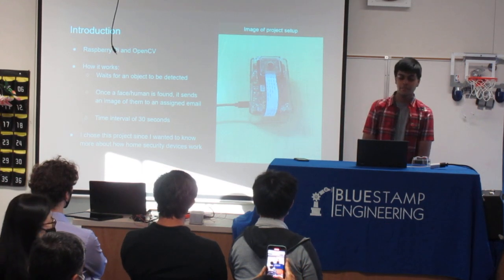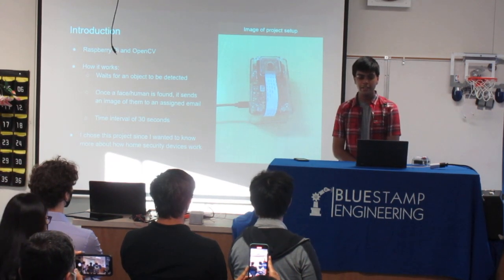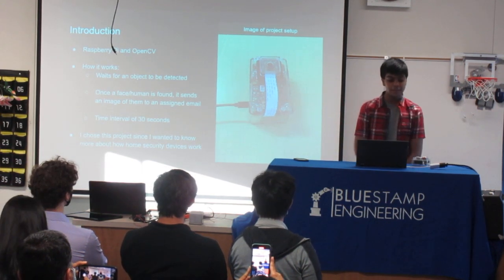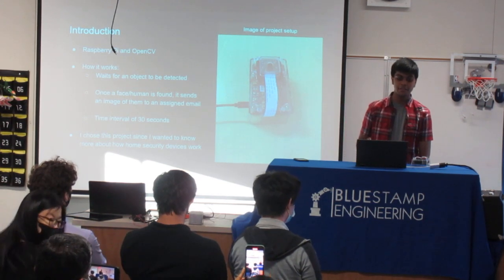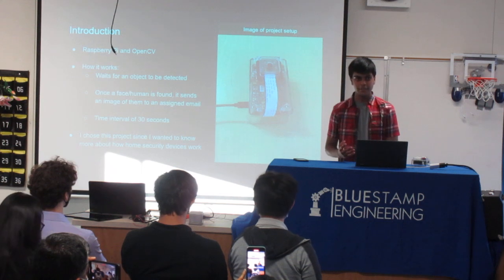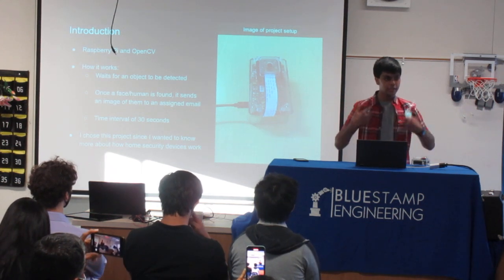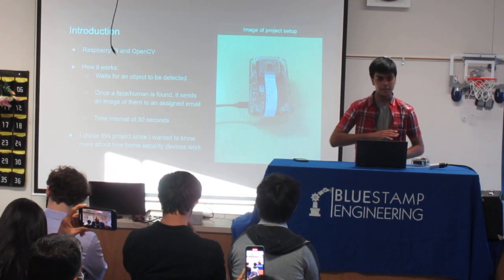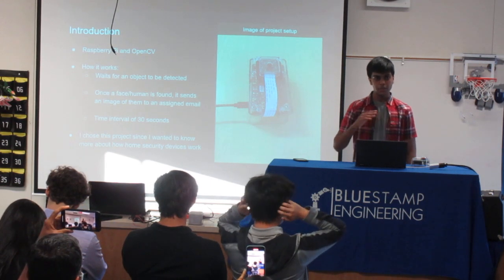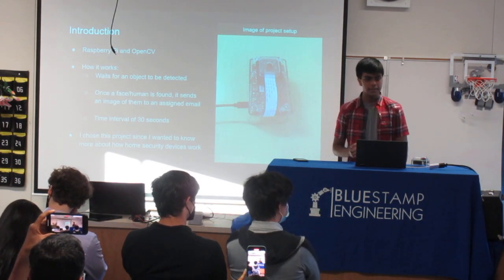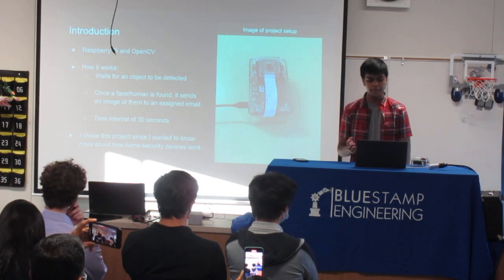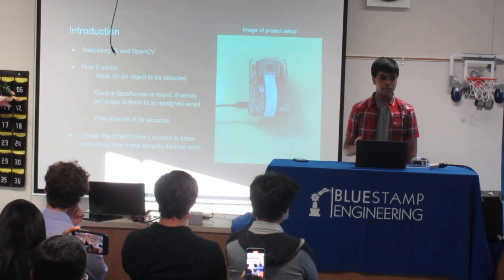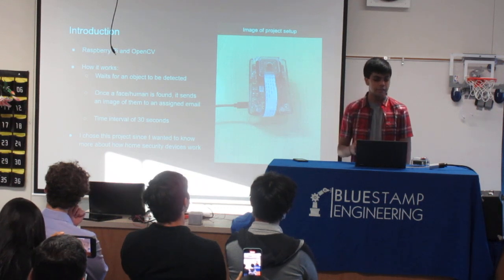Here's some information about my project. It uses Raspberry Pi and OpenCV for object detection. Basically how it works is first it waits for an object to be detected, like a human face, or an entire human being, or you can change it to just be the upper body of a human. Once either of those things is detected, it sends an image of that object to an assigned email. There's also a time limit of 30 seconds, so that it's not annoying for the user to be constantly bombarded by emails.